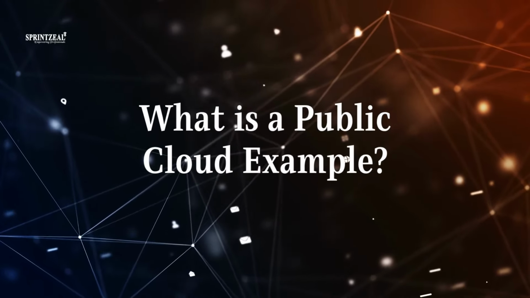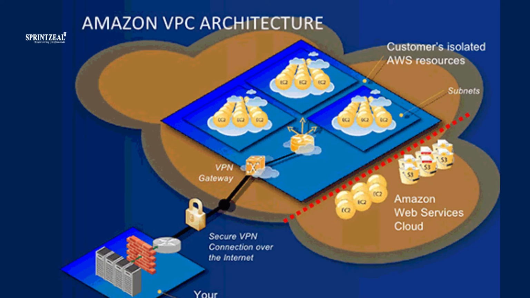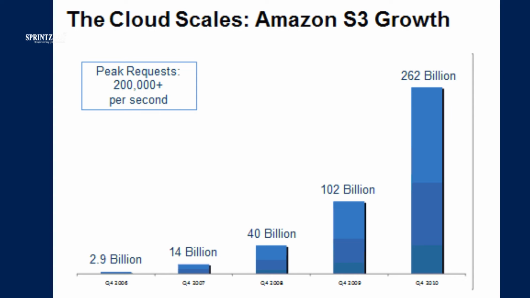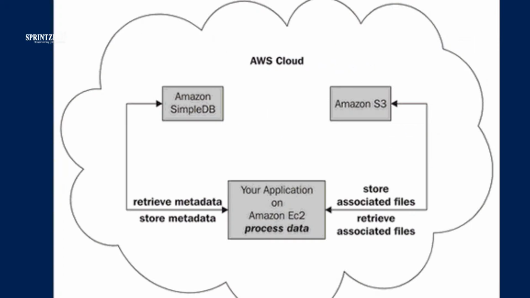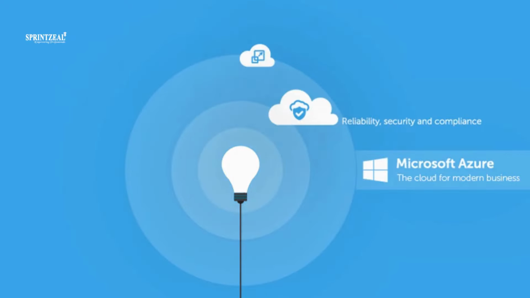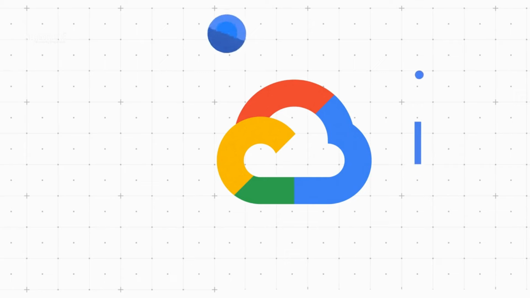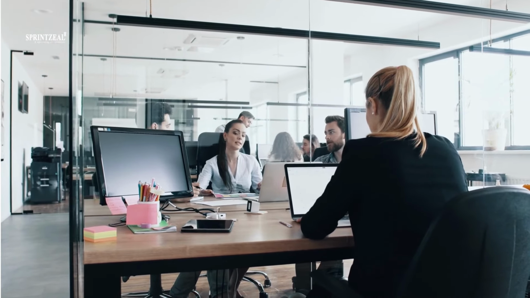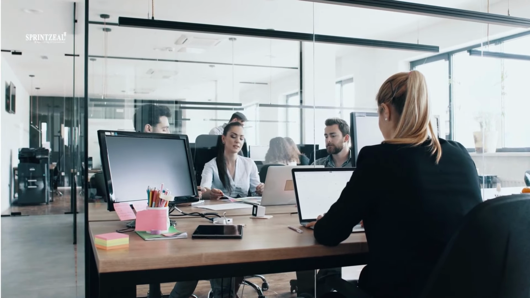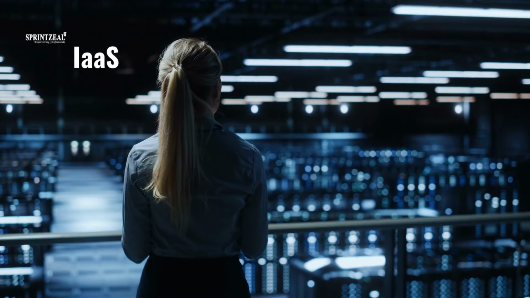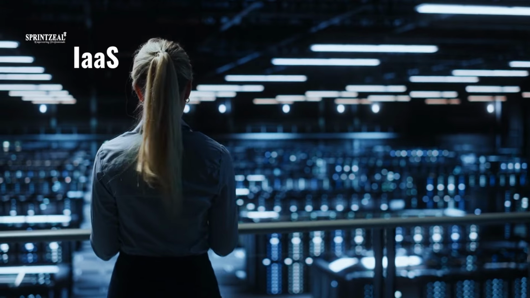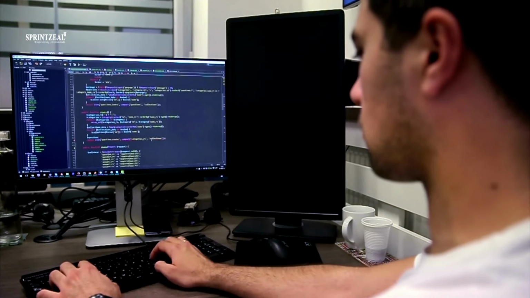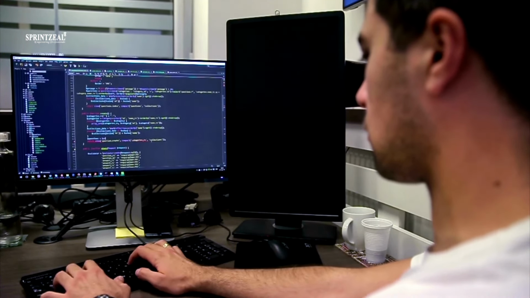What is a public cloud example? Some of the most popular public cloud examples include Amazon Web Services, AWS, Microsoft Azure, and Google Cloud Platform, GCP. These companies provide a variety of services, including infrastructure as a service, IaaS, platform as a service, PaaS, and software as a service, SaaS.